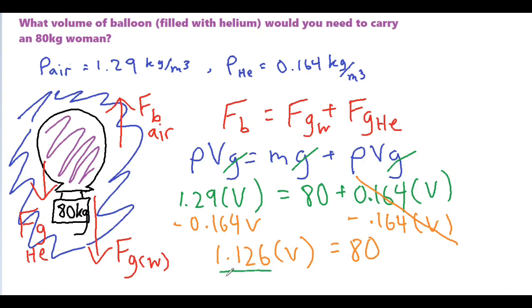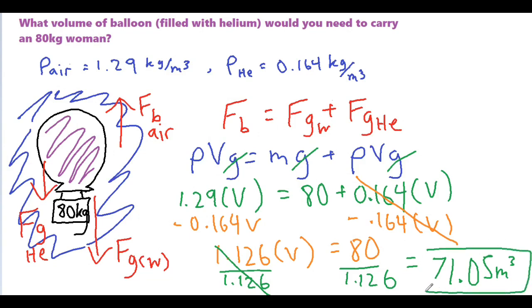And then we can go ahead and finish that off with one more step. And then we have a final volume of 71.03 meters cubed. So that is the volume of our helium inside the balloon, which also equals the amount of volume for the air that is displaced for this V over here.